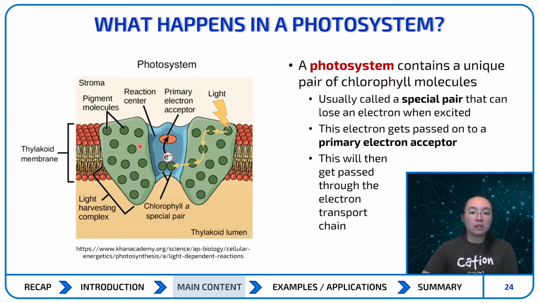A photosystem is basically a system that contains a unique pair of chlorophyll molecules right here. So we call that a special pair that can lose an electron when excited. This electron is then going to get passed on to a primary electron acceptor, and then that gets passed on through an electron transport chain.